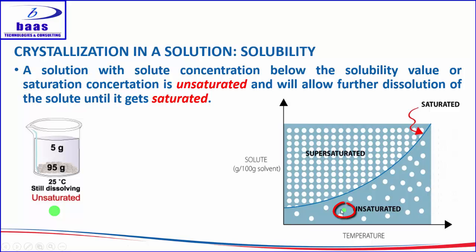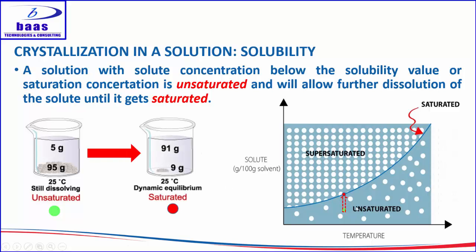If you have a solution here, for example, you are dissolving 100 grams of the solute into a given amount of solvent, and once 5 grams has been dissolved and you are at the point here, which is unsaturated, meaning that you can dissolve more of the solute into the solvent. Dissolving more of the solute into the solvent to get to a saturation point. Here we have now attained saturation where we have equilibrium between the undissolved solute and the solution. At this point, we have dissolved 91 grams into the given amount of solvent, and we have 9 grams of solute that is undissolved, that is now at equilibrium with our solution.